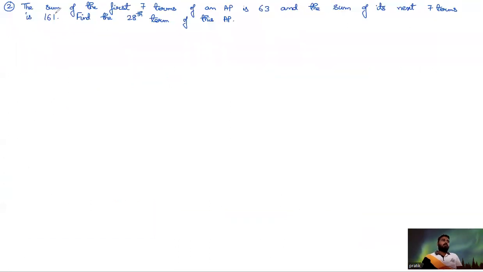Okay, so here there's another type where the sum of the first 7 terms of the AP is given, which is 63, and the sum of its next 7 terms is given, that is 161, and you have to find the 28th term. So how do we go about with these questions?